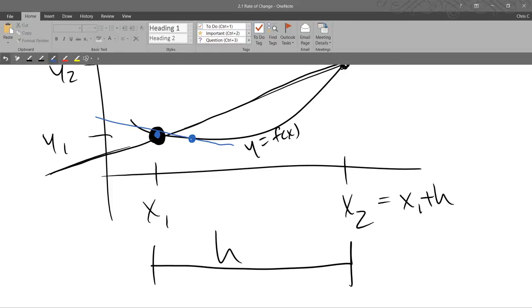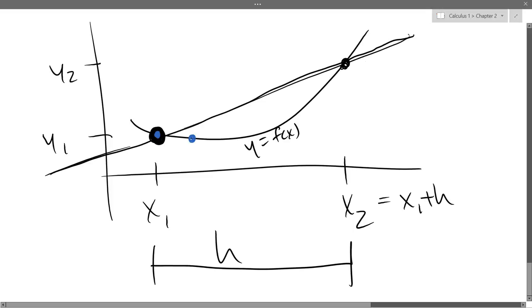Come on. I'm trying to draw the straightest line I can. What? All right, you get the point though. Pretty close.